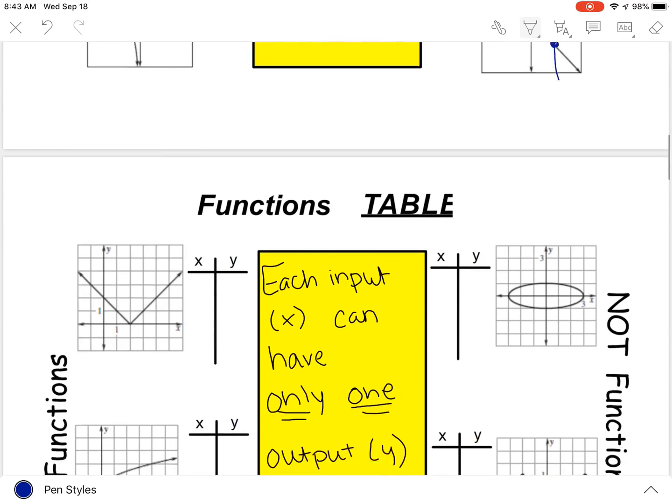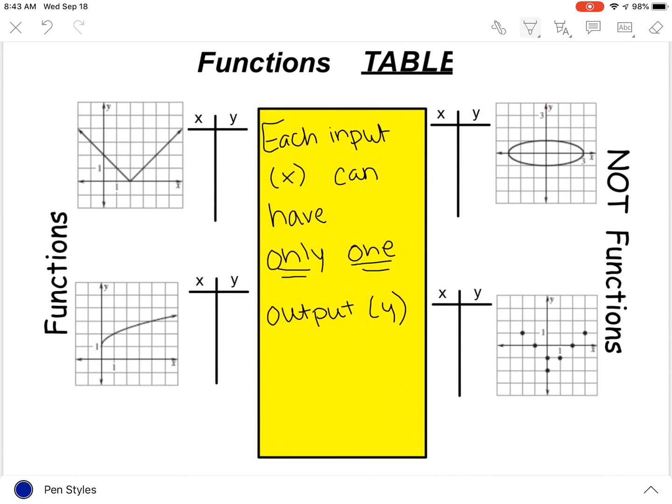Another way to represent functions is a table, so a table of values. So we have our x and y table of values. So for a function, each input x can have only one output y. Repeat that to yourself. Each input x can have only one output y. So for example, if we're looking at our functions, let's look at our points. All of our points, if you think back to your graphing, they have an x value and a y value that tells you where the point is at on your graph.